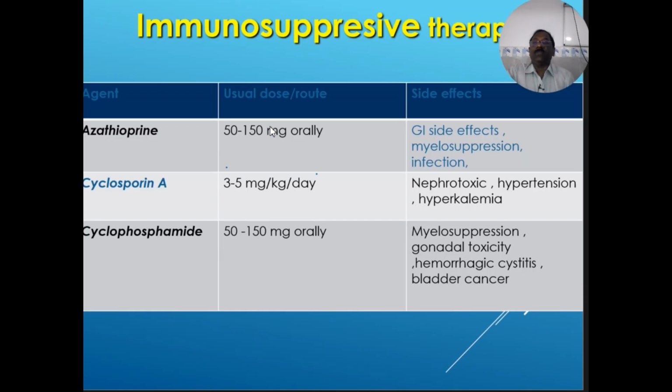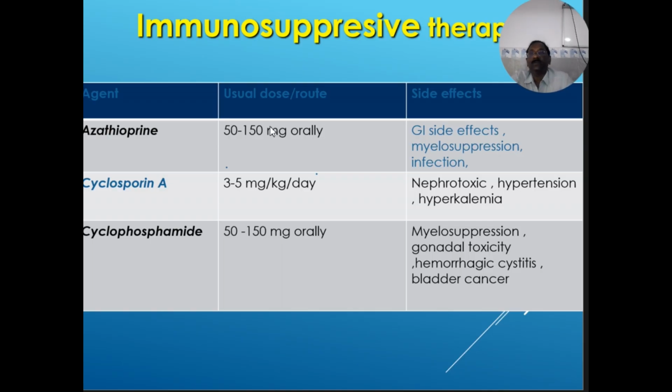So immunosuppressive therapy: azathioprine, cyclophosphamide, cyclosporine. These are the dosages. I already told you the dose of azathioprine. 50 milligrams tablet is available, 25 mg is also available. So 25 mg BD makes 50 mg, or 50 mg BD makes 100 milligrams. Usually we use up to 100 milligrams only of azathioprine. What are the side effects? Gastrointestinal side effects, myelosuppression, and more chances of infections.